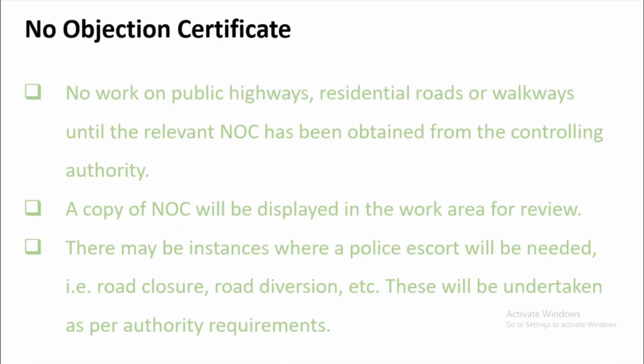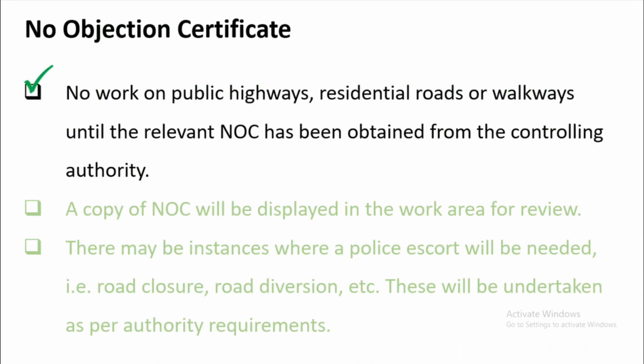For no objection certificates: no work on public highways, residential roads, or walkways until the relevant NOC has been obtained from the controlling authority. So when you are doing the job on the public highways, make sure that you have a no objection certificate before you start the job. You need to coordinate it in advance before the actual work, so that you will not be in trouble, and you will start the job on time and complete the job on time.